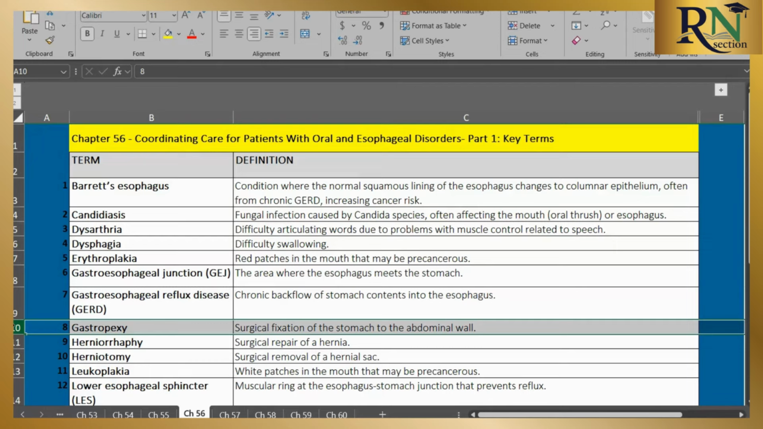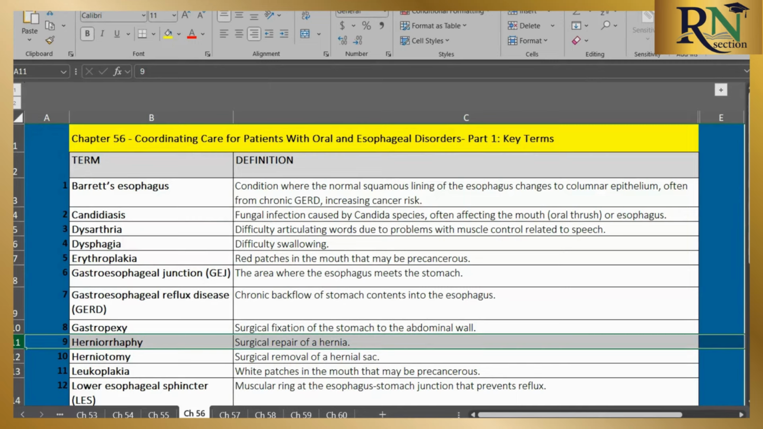Gastropexy, it's a surgical fixation of the stomach to the abdominal wall. Pexy is like fixation. Herniorrhaphy. It's a surgical repair of a hernia.